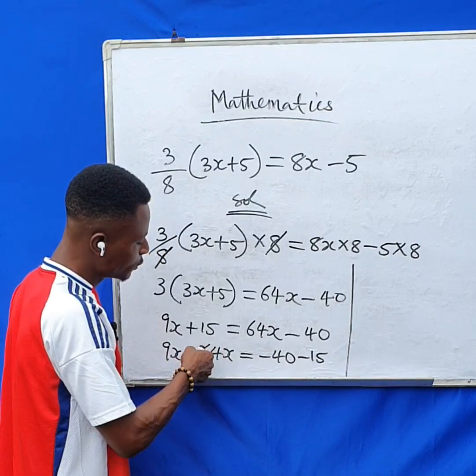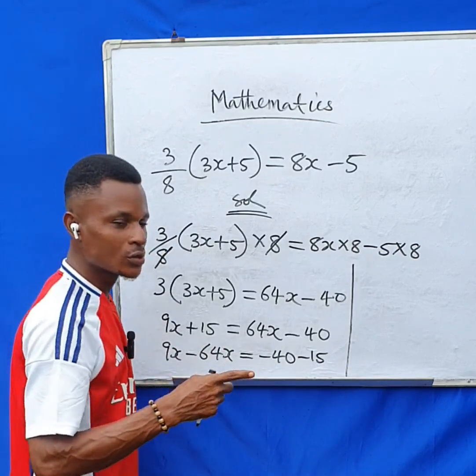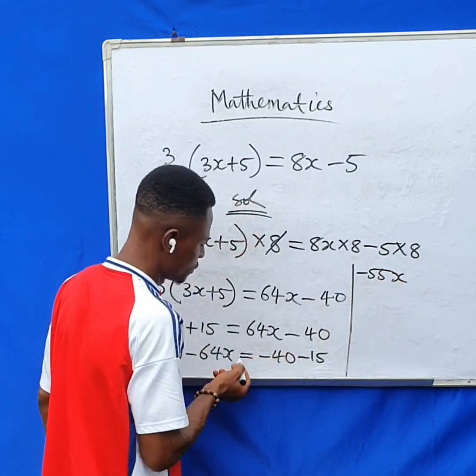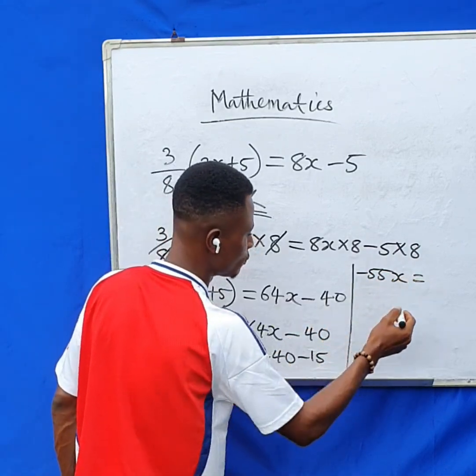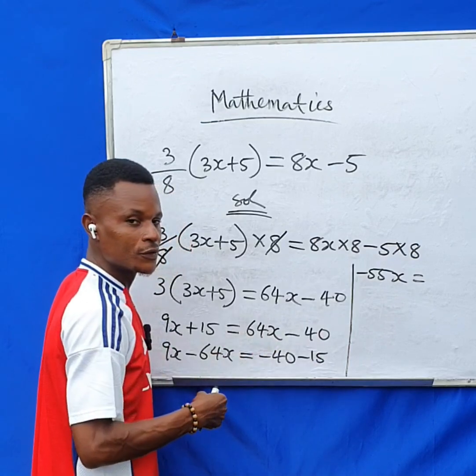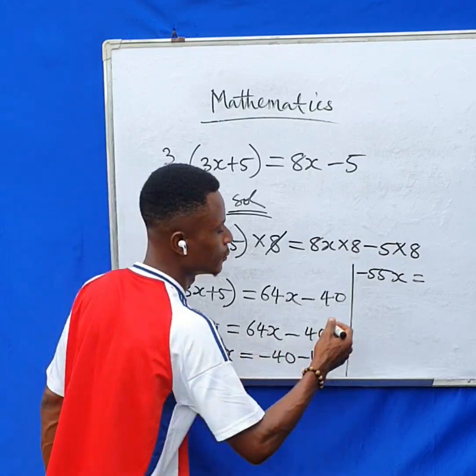9x minus 64x will give us negative 55x. Then equal to negative 40, negative 15. That will give us negative 55 as well.